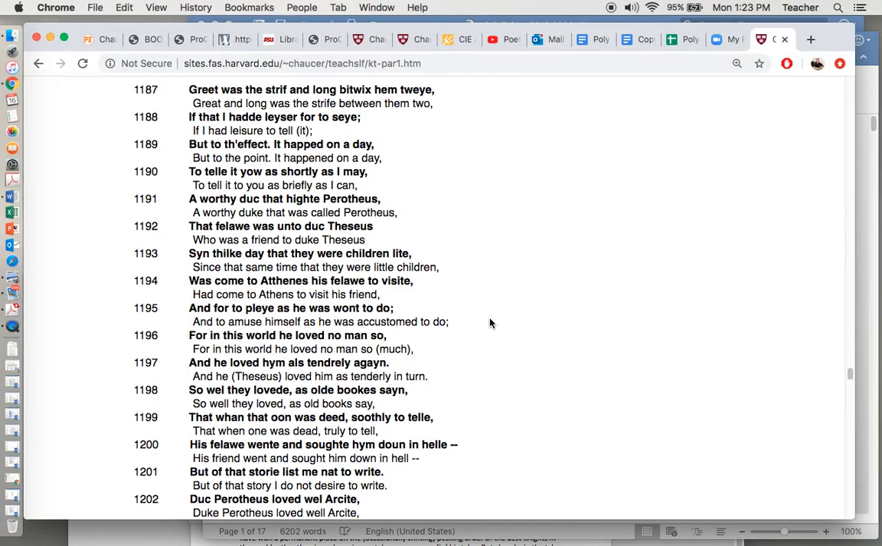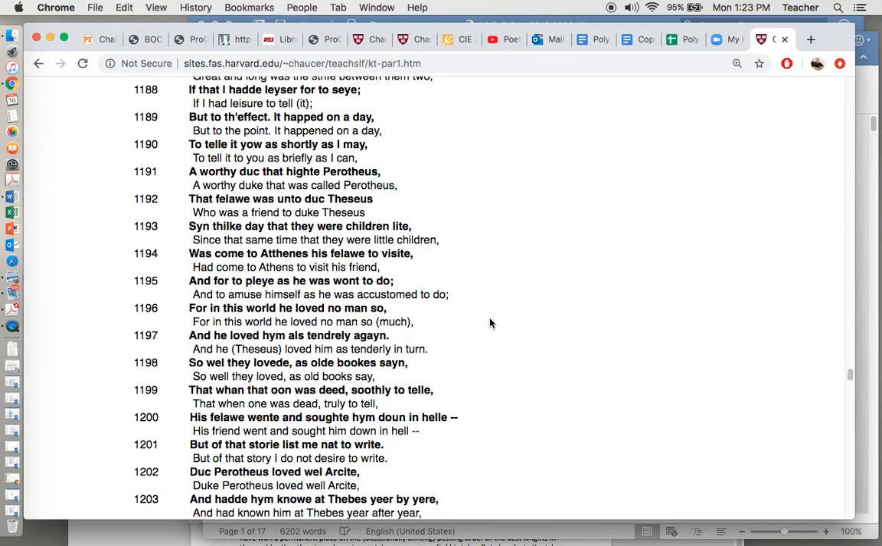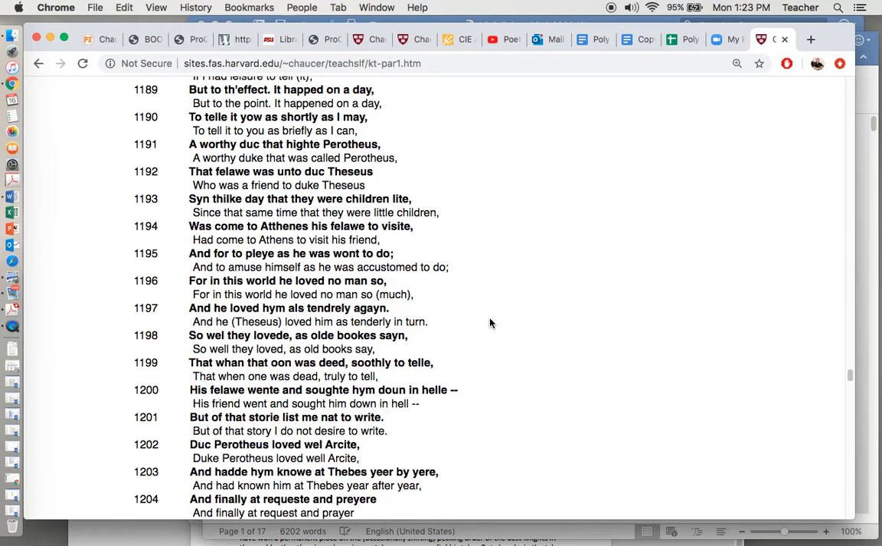Great was the strife that long betwixt him twain, if that he had a leisure for to say, but to the effect it happened on a day, to tell it you as shortly as he may, a worthy duke that hight Perotheus, that fellow was unto Theseus, since the day that they were children, was come to Athens his fellow to visit, and for to play as he was wont to do, for in this world he loved no man so, as he loved him as tenderly again.